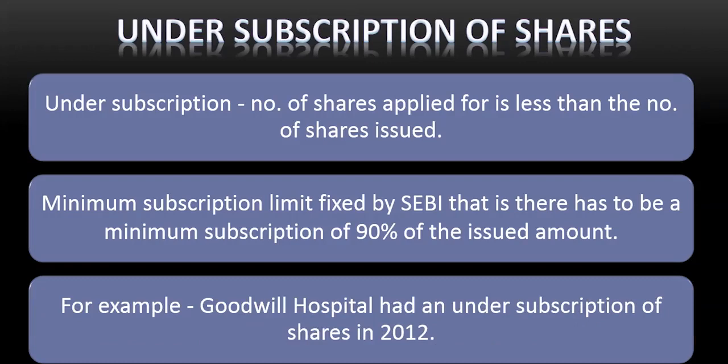In fact, very few companies get undersubscription. Very few companies' shares are undersubscribed. But one such example is the Goodwill Hospitals, which had an IPO to the extent of 34 lakh shares, and it only received applications to the tune of a few thousands of shares way back in 2012.